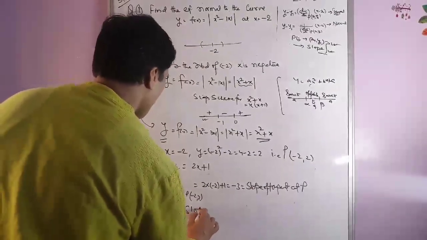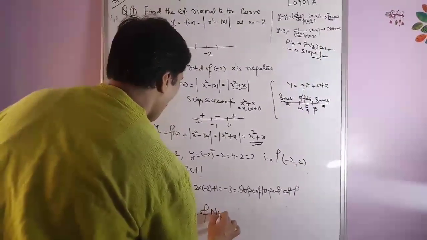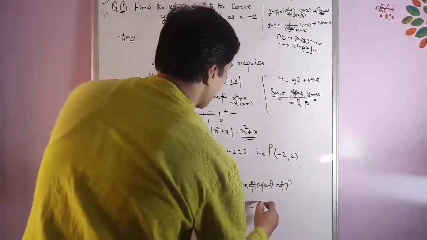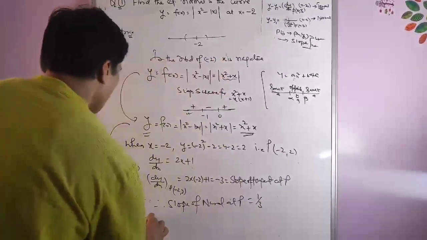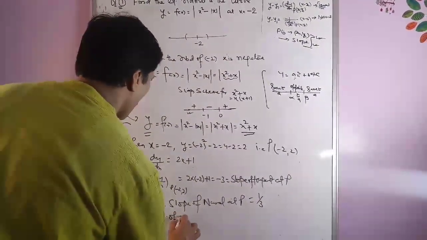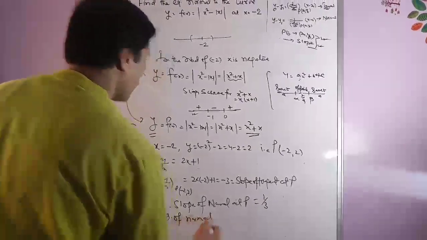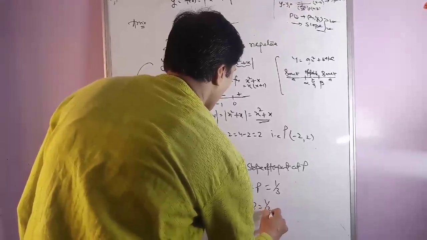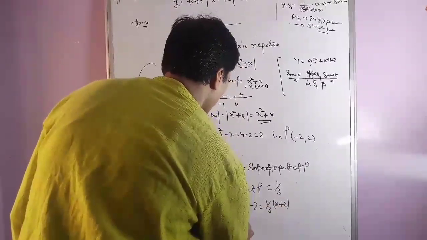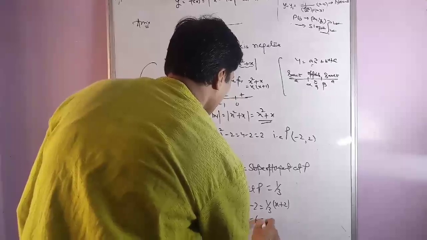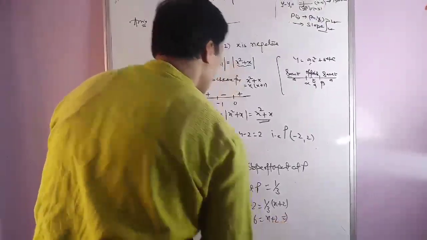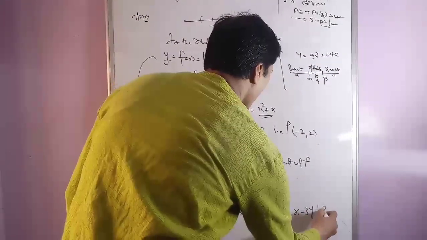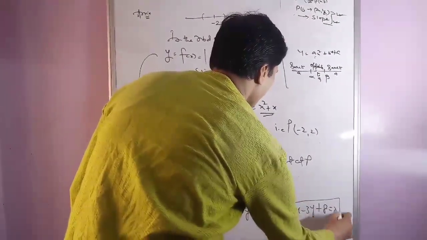Therefore, slope of normal at P equal its negative reciprocal, that is 1 by 3. Therefore, the equation of normal which is required here: y minus y1 equal 1 upon 3 into (x minus x1), 3y minus 6 equal to x plus 2. This implies x minus 3y plus 8 equal to 0.